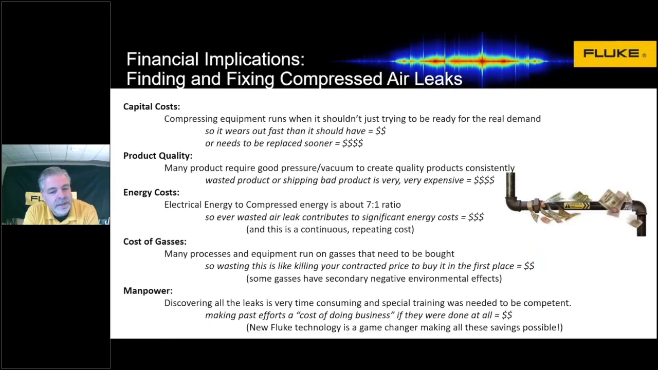The energy costs, this is something that is interesting. The electrical energy that typically runs compressors is at best 7-to-1 ratio in terms of energy efficiency. So for every leak that you have, you're wasting 7 times that much electrical energy. It gets to the point that that leak is continuous, and therefore the electrical energy loss is continuous. The next slide will discuss this in a bit more detail for us.